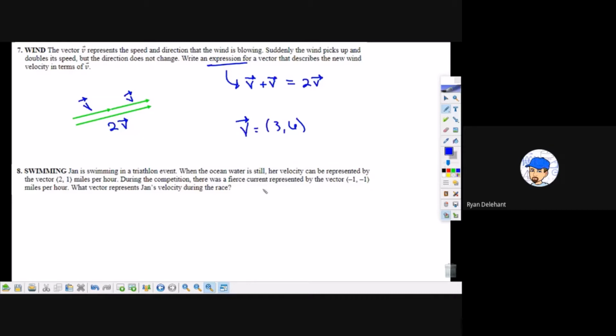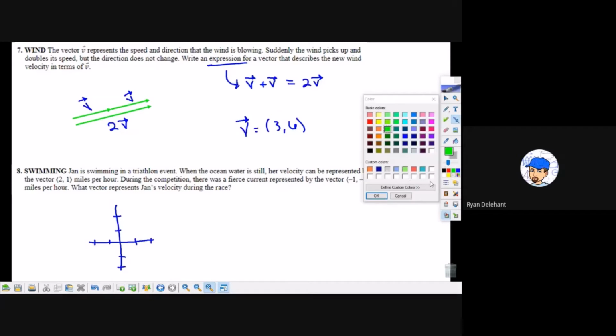All right, this one's a little tough. Jana is swimming in a triathlon event. The ocean is still. Her velocity can be represented by the vector 2, 1. Let's actually draw that. And I'm going to try my best to make this exact so when I explain it, you can see it. So Jana's vector for how she's swimming is 2, 1.